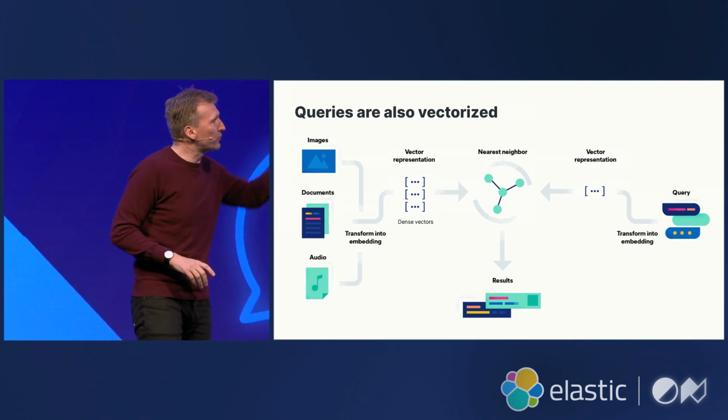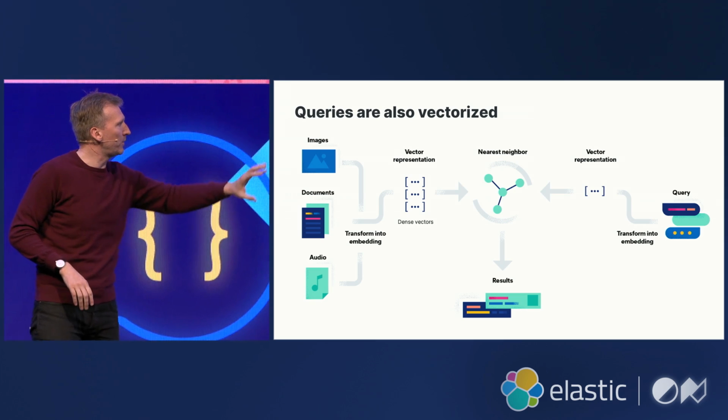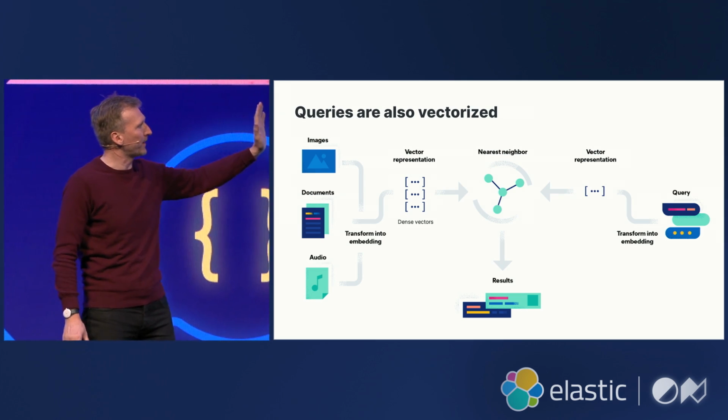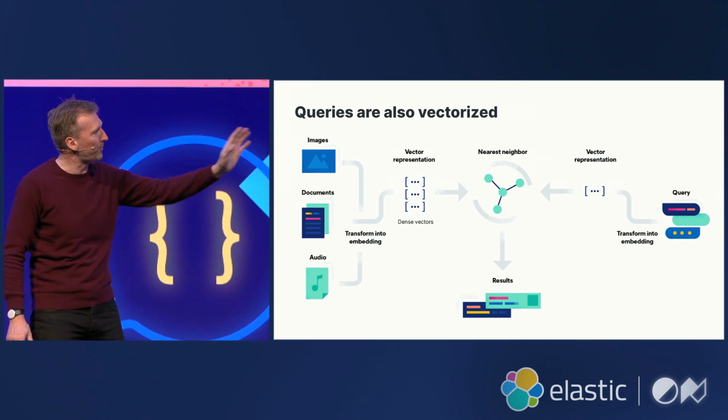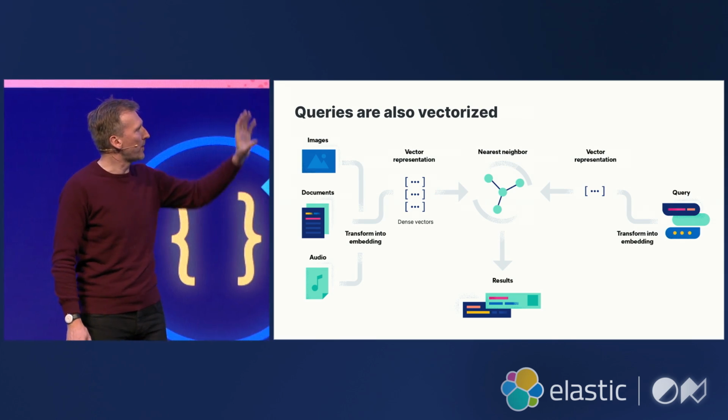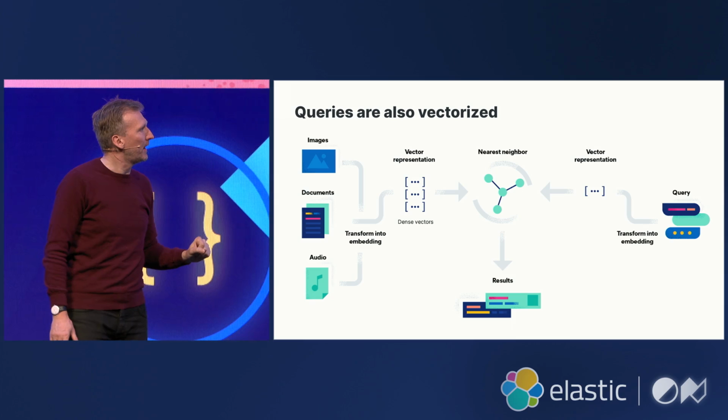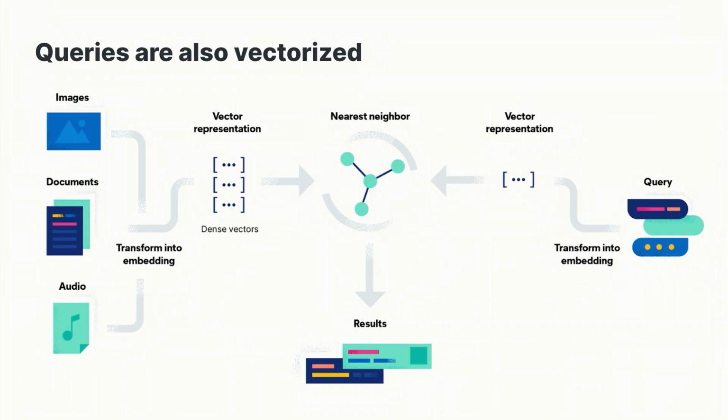So the overall process that we're using here is we're taking the data on the left-hand side. We're using a machine learning model to create these embeddings, which are the vector representations, these dense vectors that represent the data on the left-hand side. And then we're putting that into Elasticsearch. We then get a query, and we use the same model to create a vector representation of that query, and we look at what vectors in the database are close to that query vector, and that gives us a set of results.